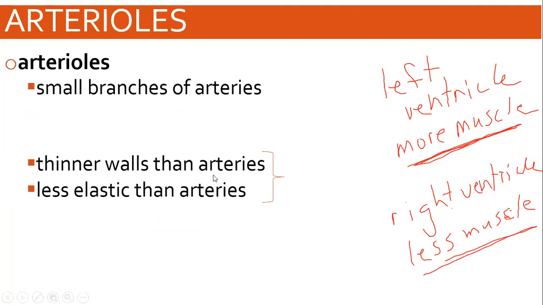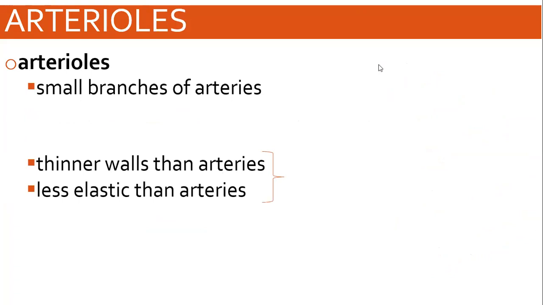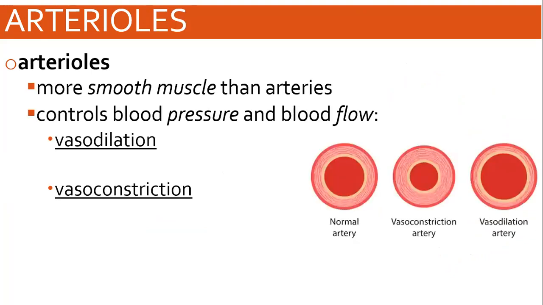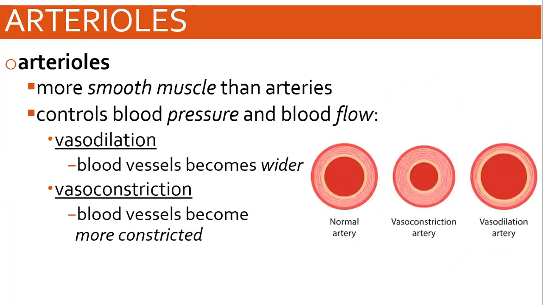All right, so arterioles, we want to remember, are smaller branches of arteries. Okay, so thinner, right? Less pressure, it's further away from the heart, but more smooth muscle because these control the flow of our blood, which can be diverted, right? So an example of our blood being diverted would be when we have our fight or flight response, okay?